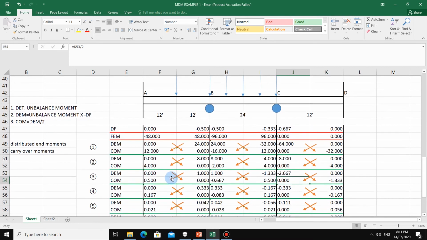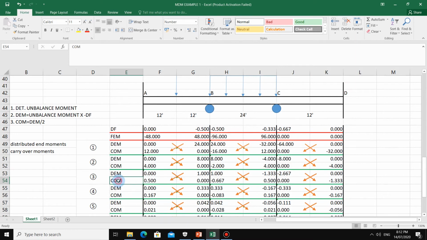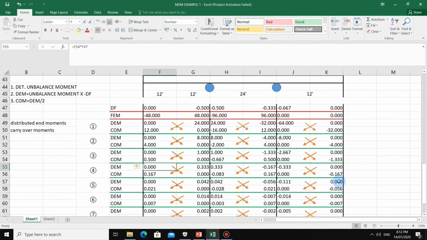So that's it. Then after carry over, try to temporarily lock it. You put a green line, a single line, like this, guys. If on your paper, put a single line to indicate that it is temporarily locked. Okay. So once it is temporarily locked, guys, try to evaluate again the carryover moments of joints B and C. So again, what remains is negative 0.667. Then at C, 0.5 remains.